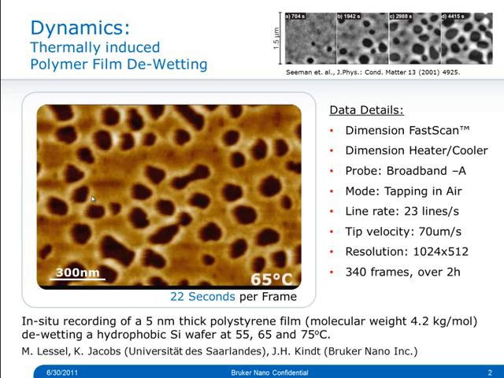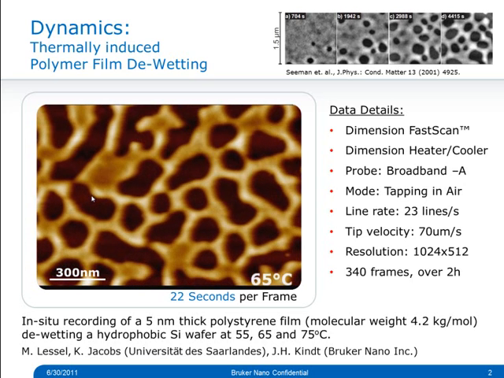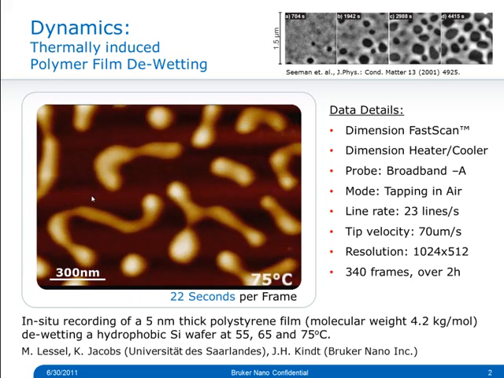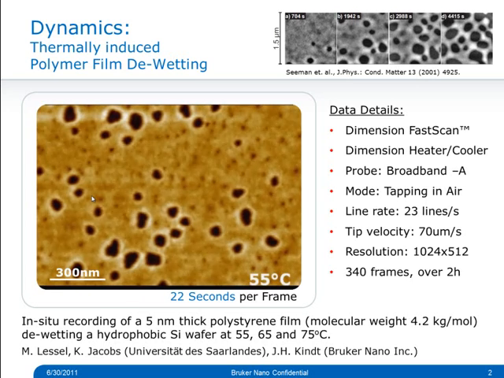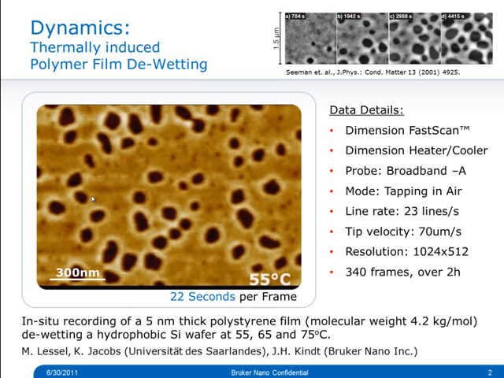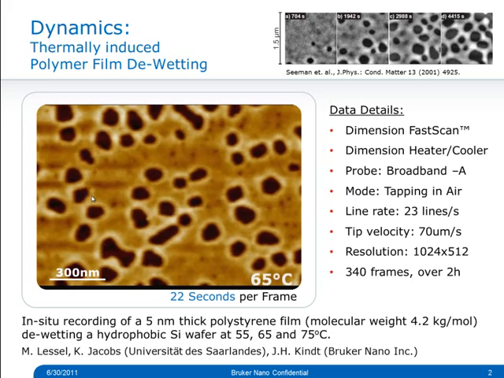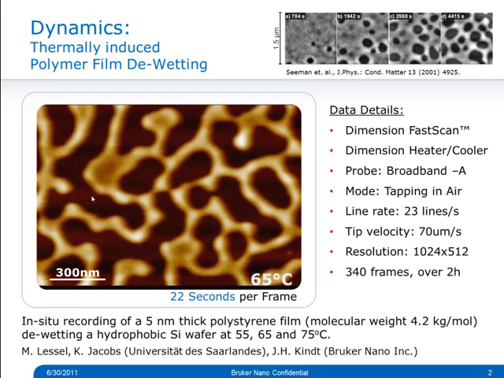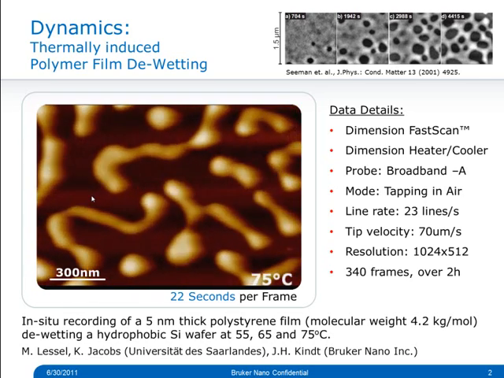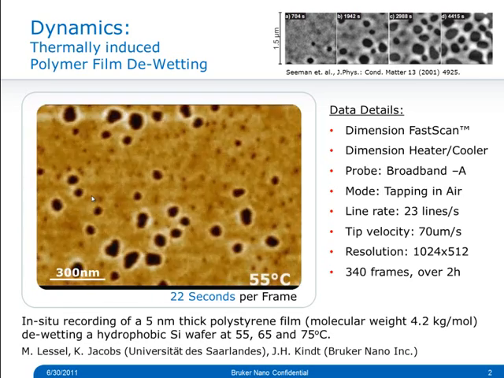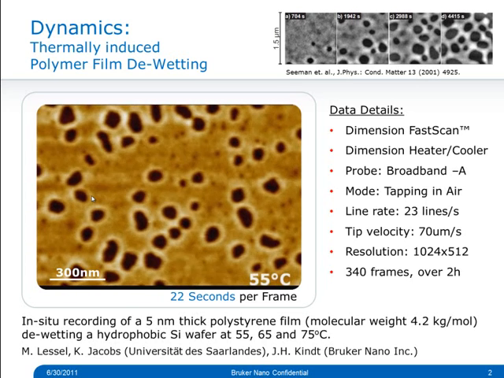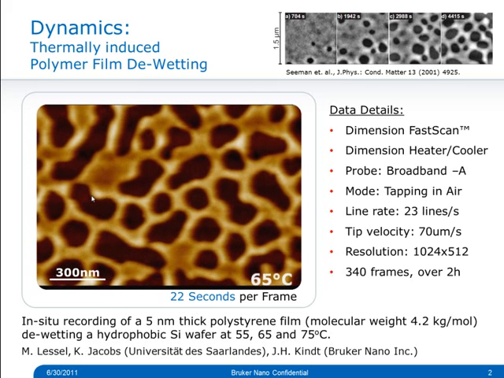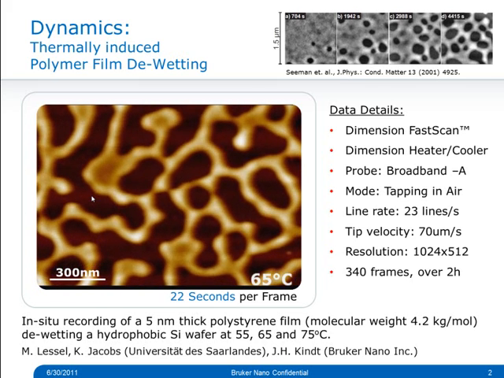It was taken on a Dimension FastScan system using the Dimension Heater Cooler, a broadband A probe. It was imaged in tapping mode in air. The line rate was 23 lines per second with a tip velocity of 70 micron per second. We imaged at a resolution of 1024 horizontally by 512 lines. The whole movie consists of 340 frames taken over 2 hours. This works out to 22 seconds per frame.